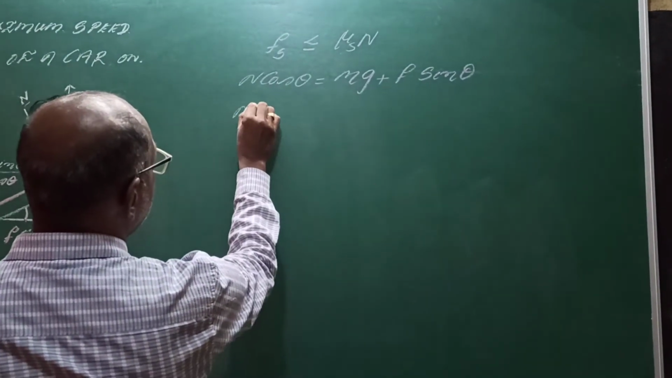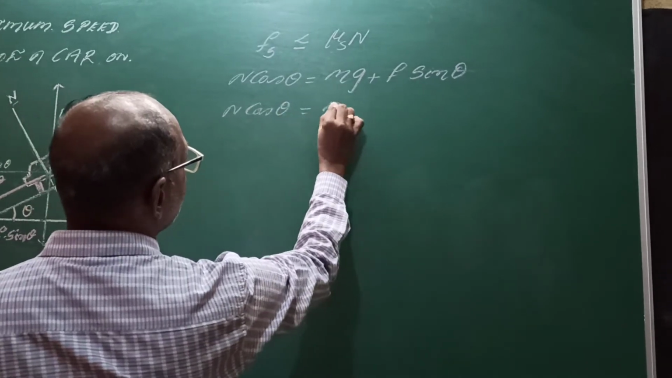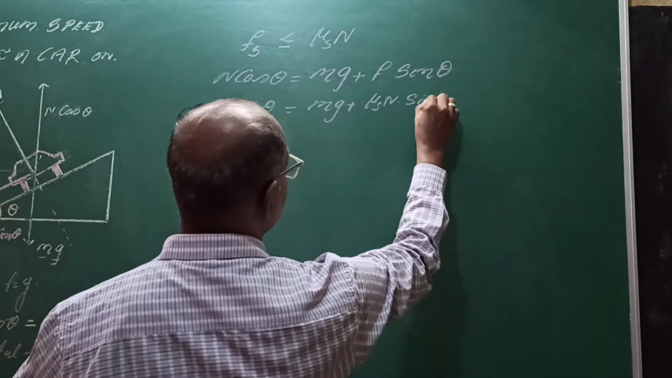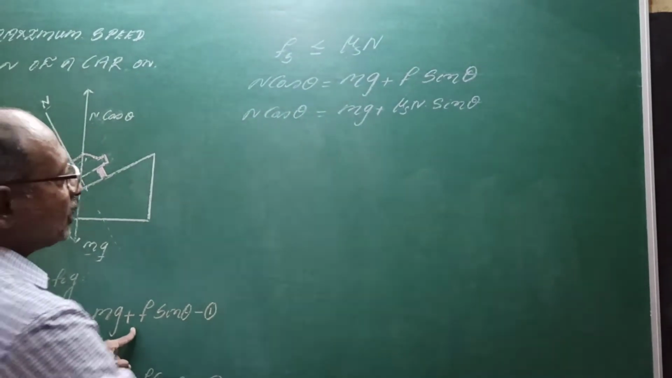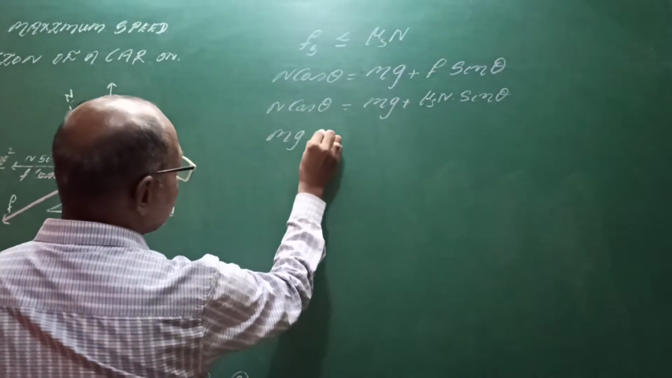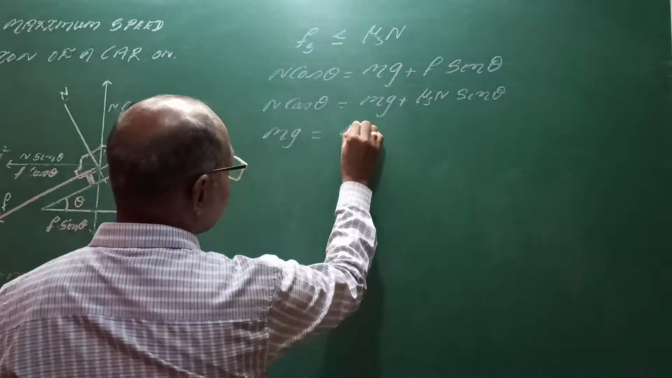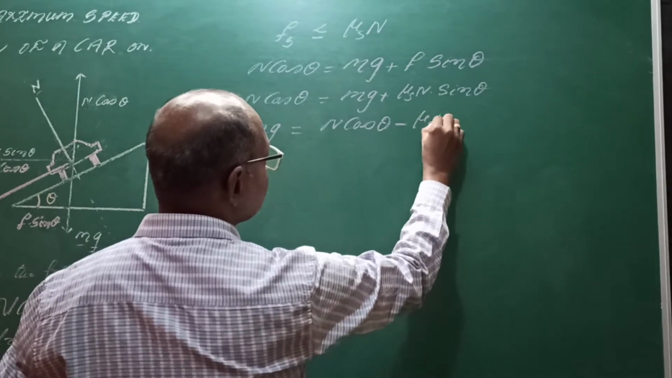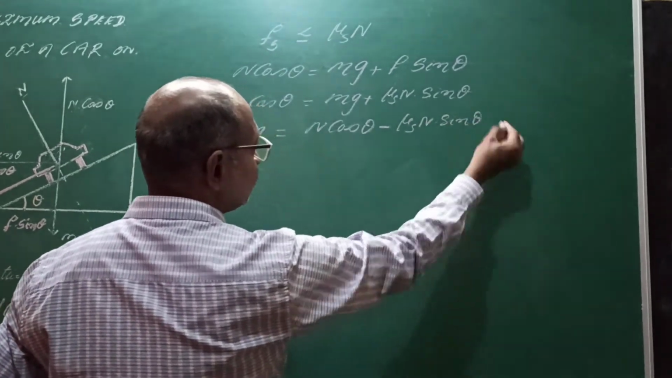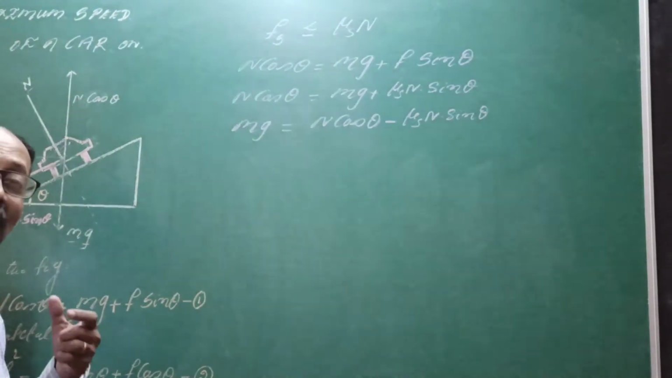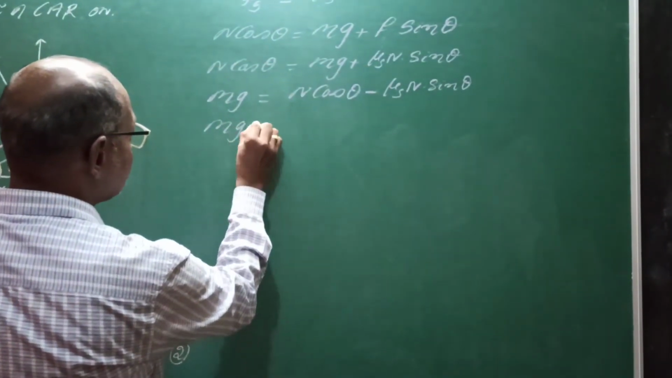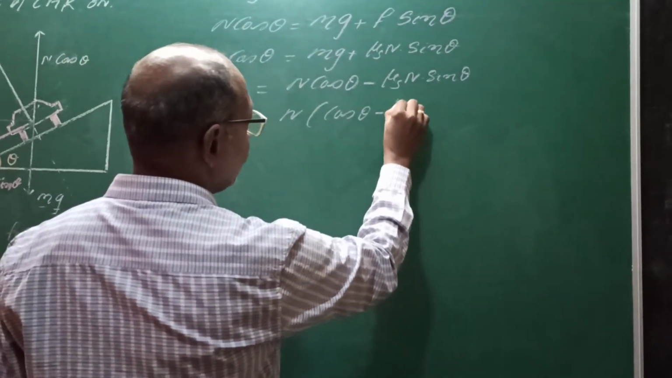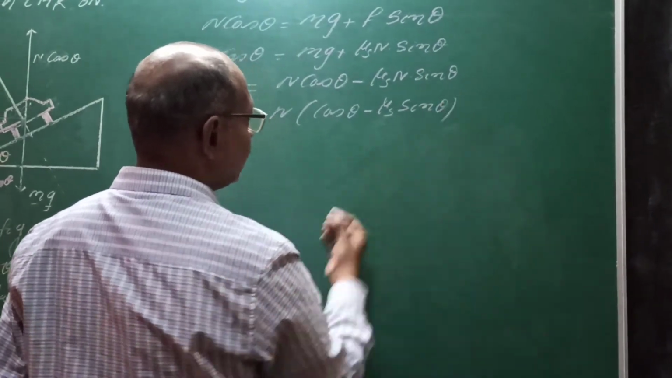Therefore, what happens here? N cos theta is equal to mg plus f, and f is nothing but μs N sin theta. So mg is equal to N cos theta minus μs N sin theta. What is common here? The common factor is N. So mg is equal to N (cos theta minus μs sin theta).